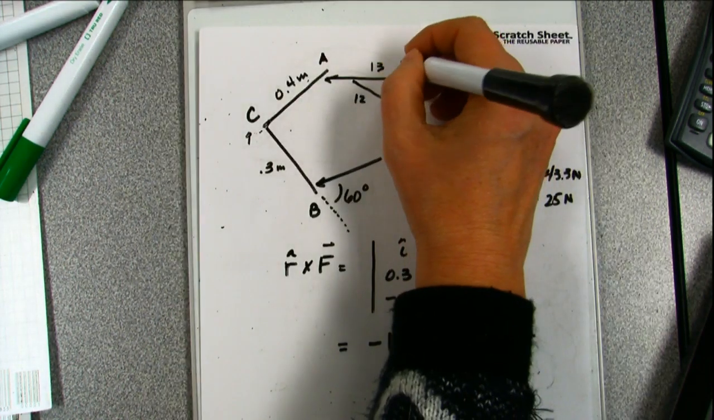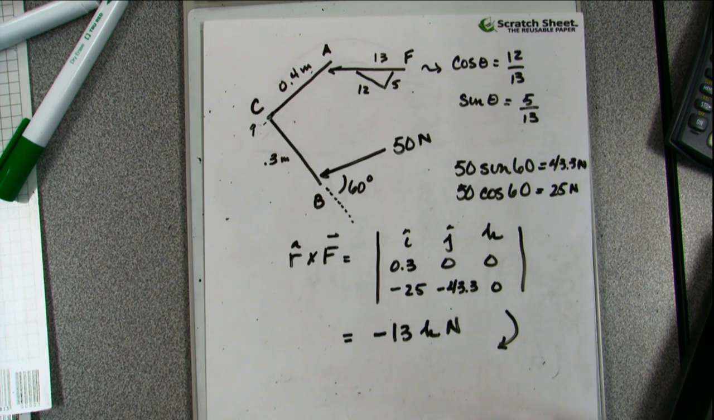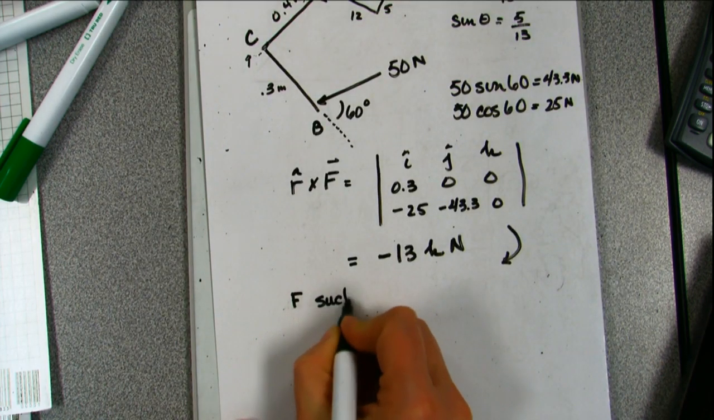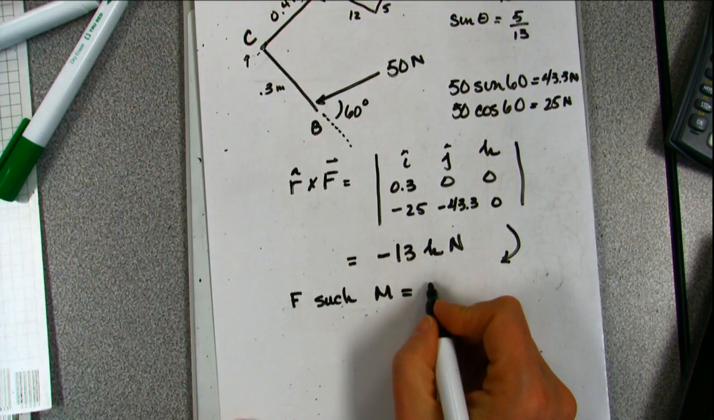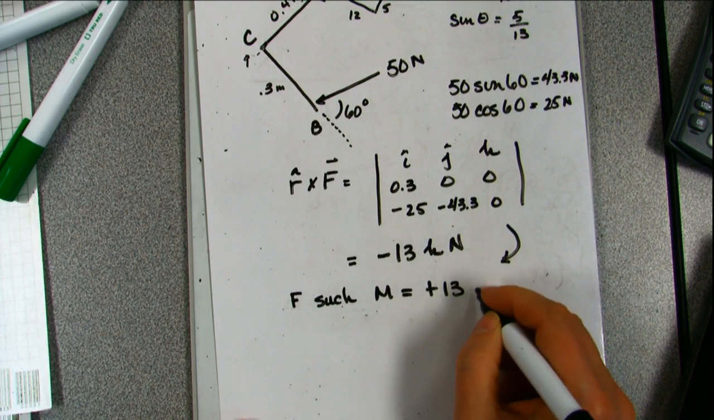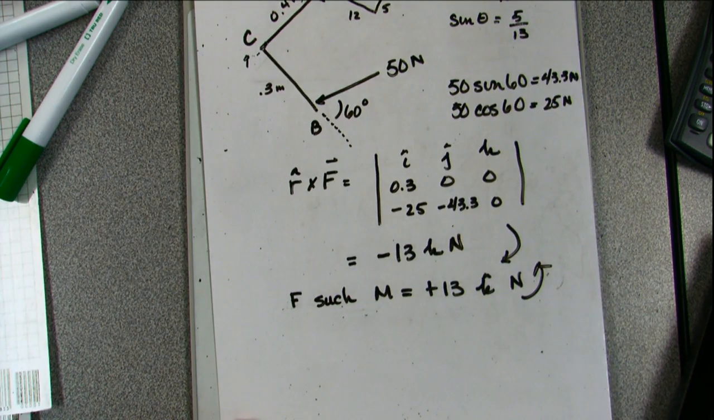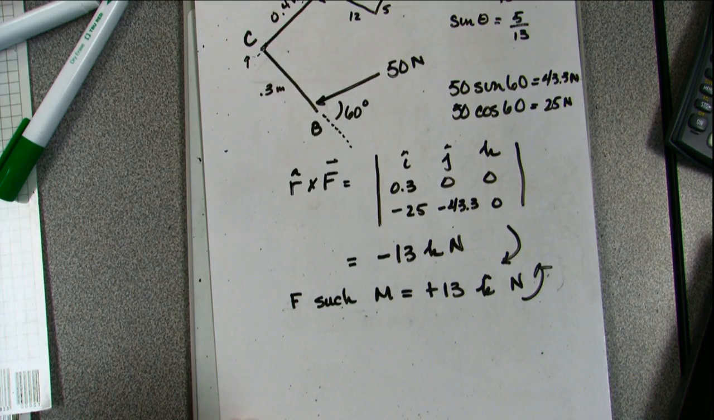Now, this one, we're just going to call F. We want to find F such that M due to F is a plus 13k newton-meters, so that it's going in that direction. So we need to know what the counteracting force is to counteract that moment.